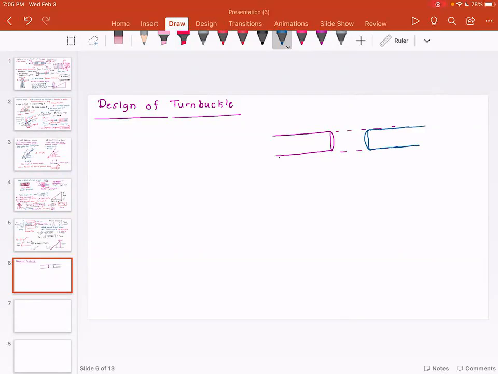But please note the directions of the threads: they have to be opposite, and they should match the same orientation of the threads. For example, if you have a left-hand thread on the left-hand side, then the nut that meshes with the left-hand thread should be left-hand, and they should be opposite.